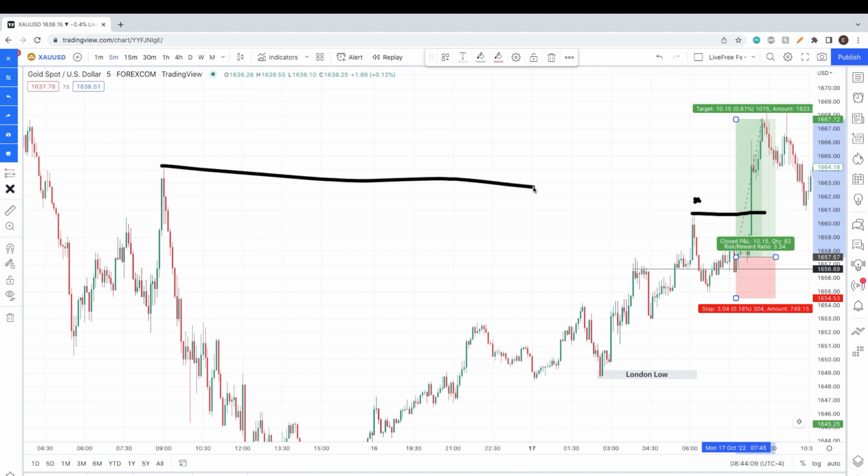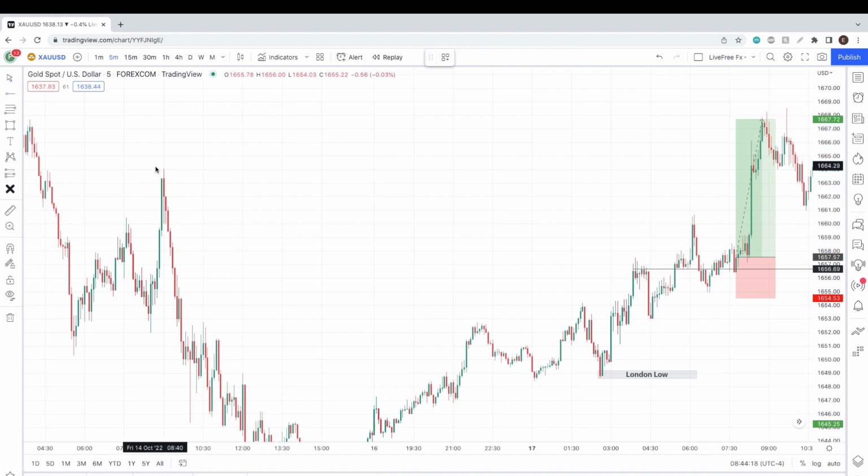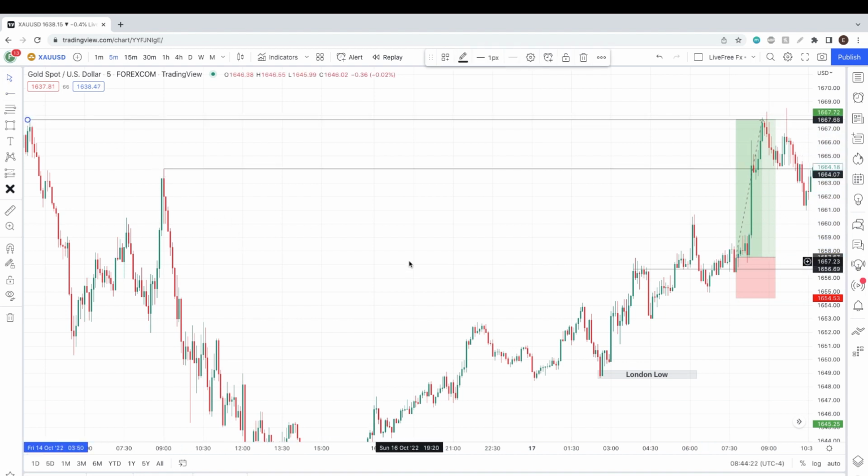This level is also an area of interest. That's a terrible line. But you get what I'm saying, right? So actually, let's just do this to make it a little bit more accurate. You can see that. Okay, so once a major area of liquidity is tapped, the market generally tends to reverse.